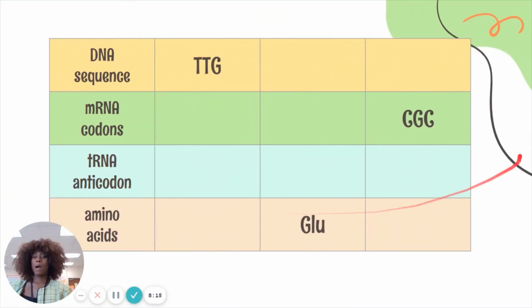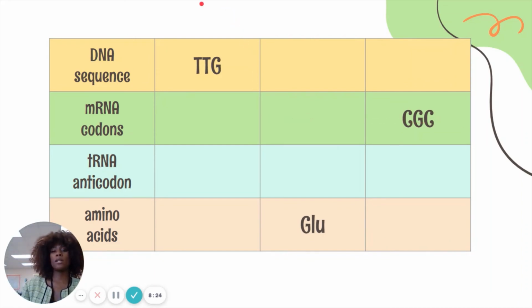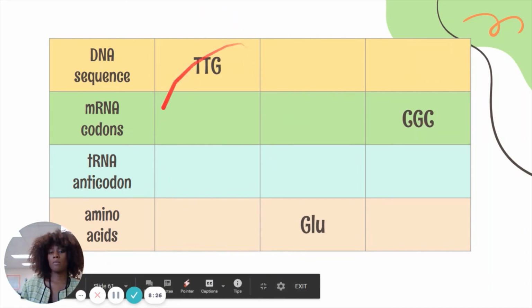So I can give you a problem like this and ask you to fill in all the missing squares. And you're like, but there's so much missing. How can I do this? It's really not hard. Let's do it together. Let's just take it one column at a time.